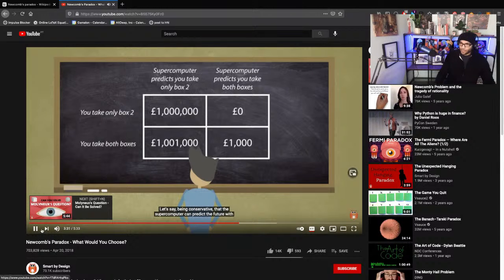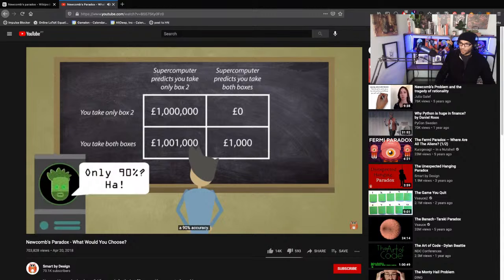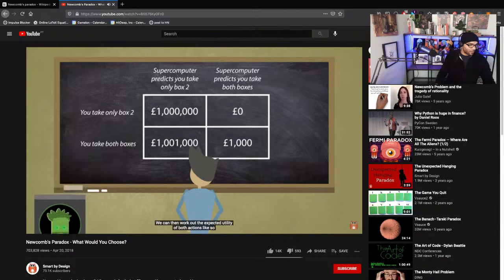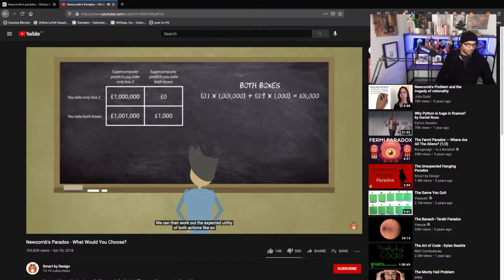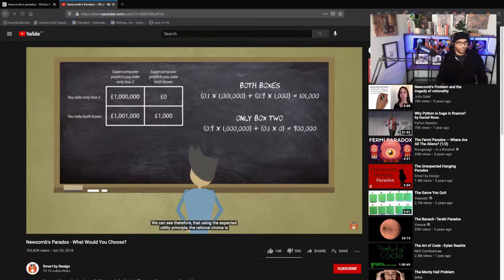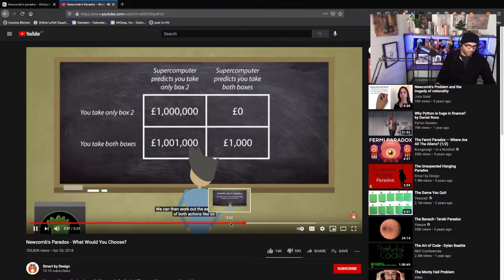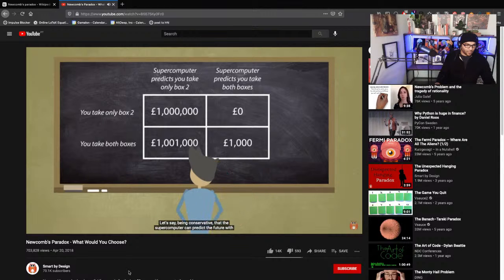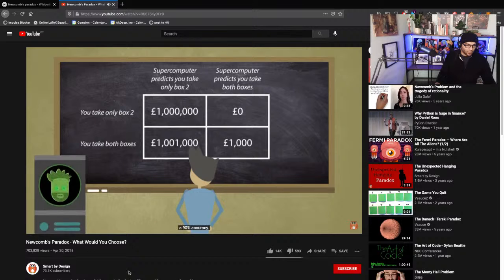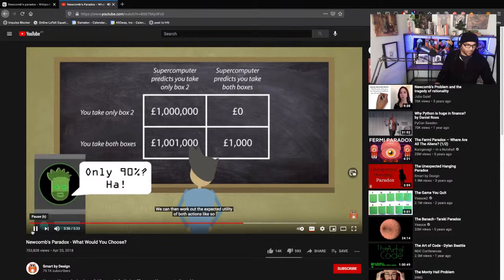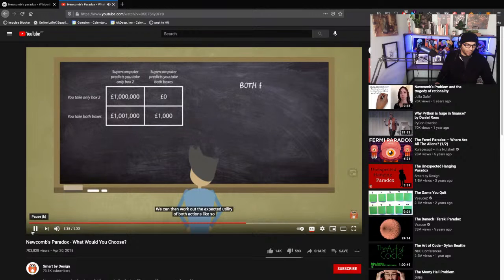The supercomputer can predict the future with a 90% accuracy. We can then work out the expected utility of both actions, like so. We can see, therefore, that using the expected utility principle, the rational choice is to choose to open only the second box. We work out the expected utility of both actions by multiplying the outcomes by the probability of the outcome, given the action. Let's say, being conservative, that the supercomputer can predict the future with a 90% accuracy.